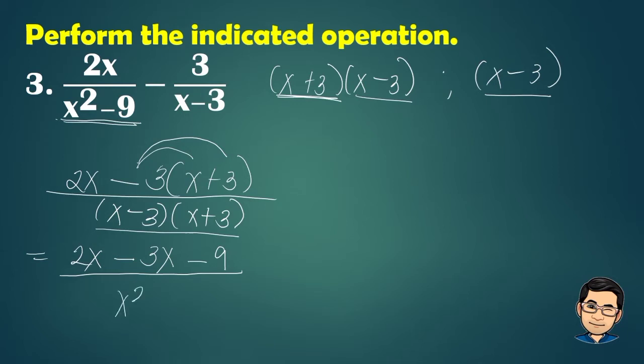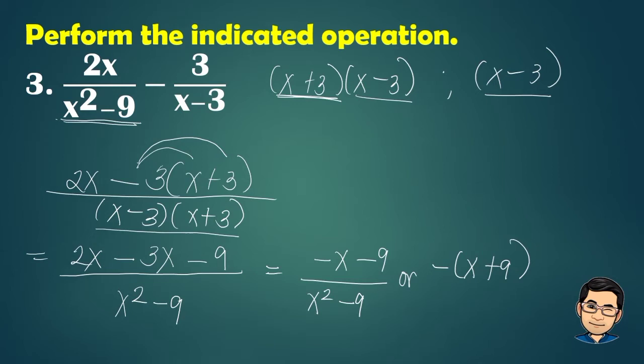nagiging x squared minus 9. Next, 2x minus 3x. That is negative x minus 9 over x squared minus 9. And then, pwede rin nating i-factor yung negative dito. Magiging ganito siya. Negative x plus 9. Okay, so bakit naging positive 9? Kasi po, finactor natin yung negative. And then, all over x squared minus 9. So, this will be our final answer.